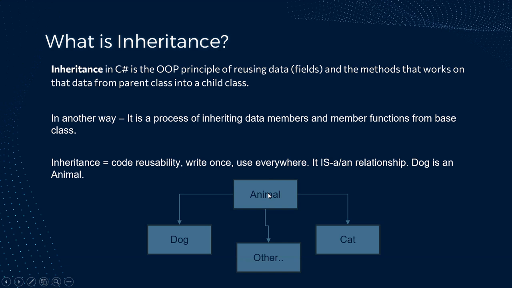You can see one example here, like animal. So this is the parent class, or you can say the base class, and these classes like dog, cat or others, these are the child classes, right? So this child class inherits from this animal class. So animal is the base class. So basically what we do here, we reuse the data members or member functions of animal in the child classes. So that is inheritance.